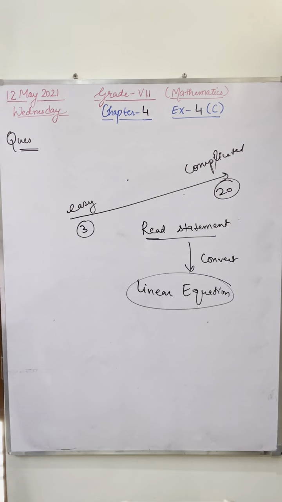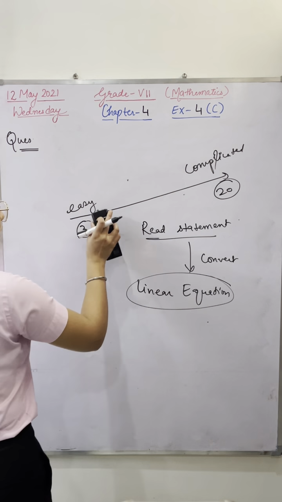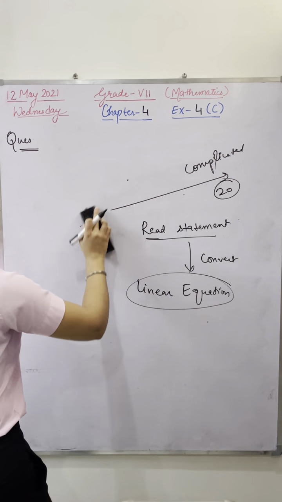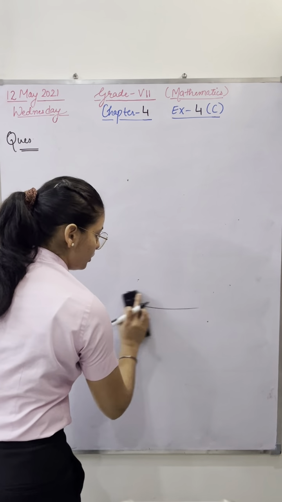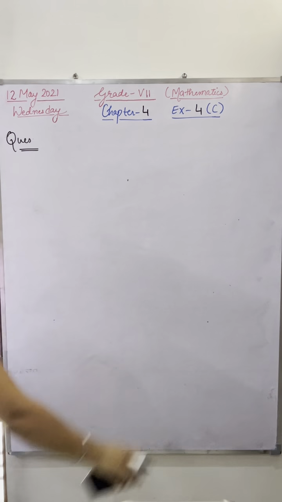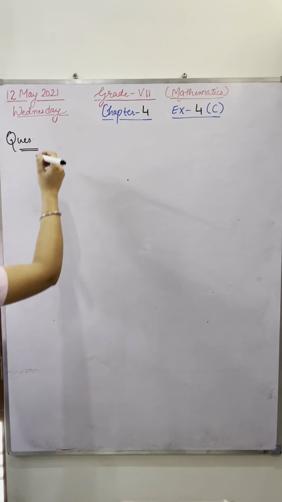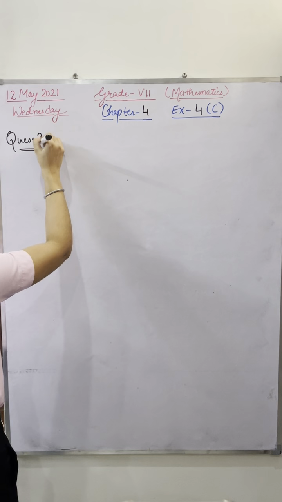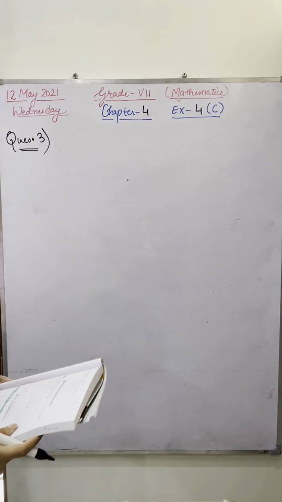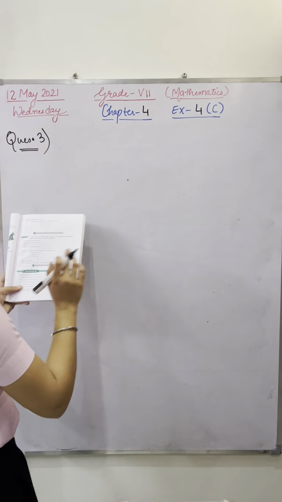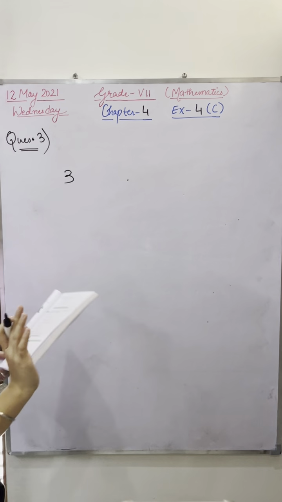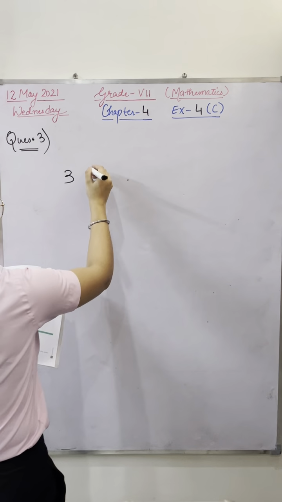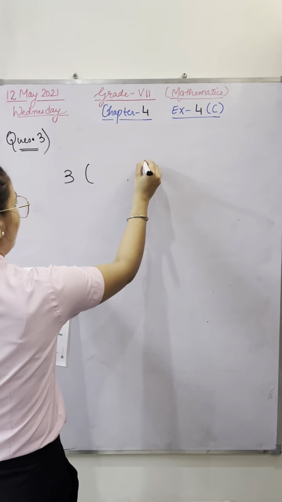Right? Okay, let's start with the question. Some questions are very, very easy. Okay, after that you have to understand step by step, write and then solve. Question 3. Thrice a number. See that. Thrice means 3. Okay, thrice a number, 3 times of a number.